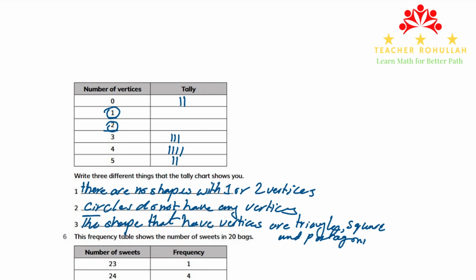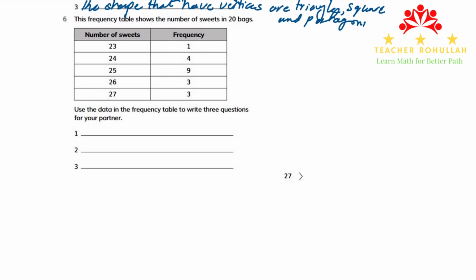We are done with question number 5. Let me now scroll down to move to question number 6. In question number 6, it says, this frequency table shows the number of sweets in 20 bags. Use the data and the frequency table to write 3 questions for your partner.